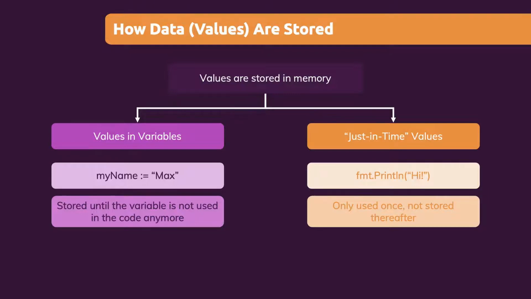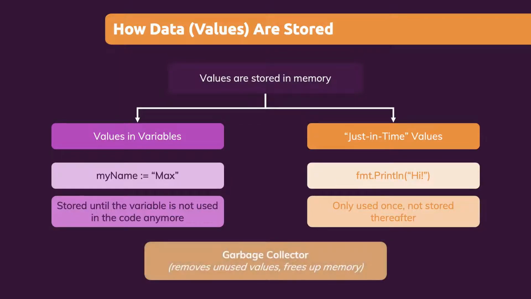And for such unneeded values, which will not be used again in the code, there is a built-in mechanism in Go, which is called the garbage collector, which is a little process automatically executed by Go, which will look for unused values and remove them from memory to free up memory. So that if you have bigger programs that are being executed, you don't slowly run out of memory and take up a lot of computer memory, but that instead unused values are erased from memory. Now, all of that is taken care of by Go for you.